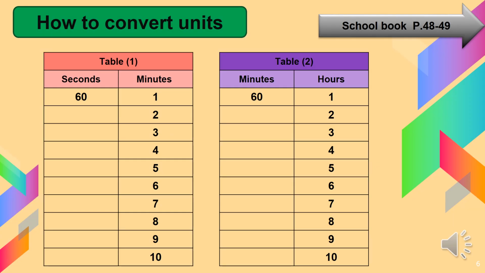From the school book, pages 48 and 49, we have a table. In the first table, we convert from minutes to seconds. So 1 minute equals 60 seconds. How do we get it? Multiply by 60. What about 2 minutes? 2 times 60 equals 120. 3 minutes times 60 equals 180.